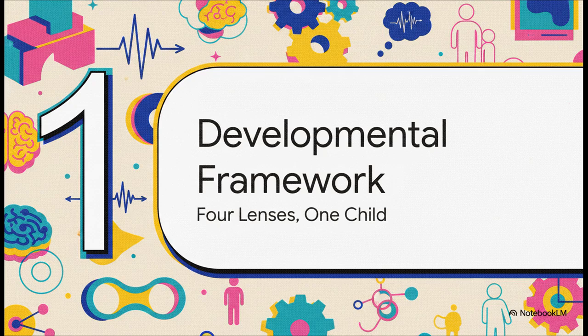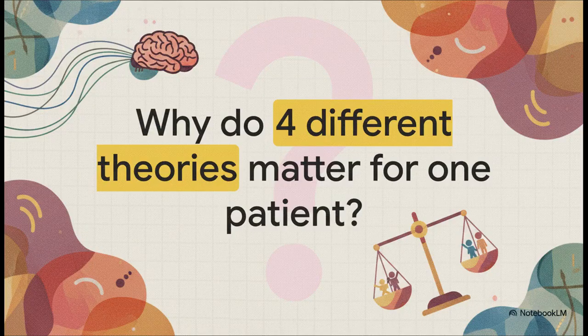Before we can even think about assessing a child, we need the right toolkit, right? So this first part is all about building that solid foundation with the core theories of development. So you might be thinking, why do I have to learn 4 different theories? Well, think about it. A child isn't just one thing. They are growing emotionally, mentally, and morally all at the same time. Each one of these theories gives us a totally unique and vital lens to see the whole patient, not just a little piece of them.